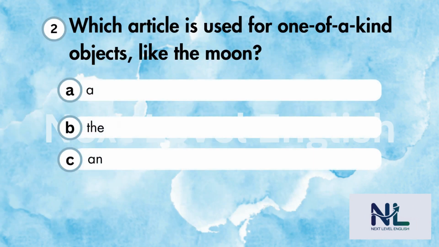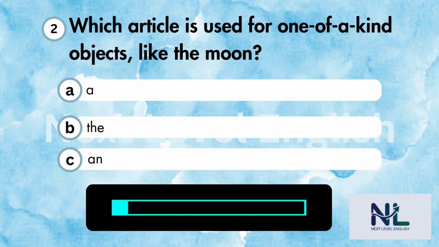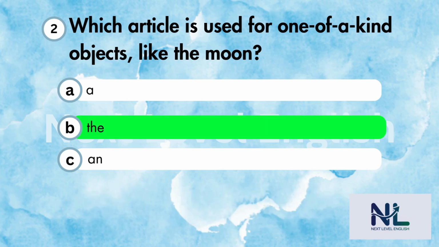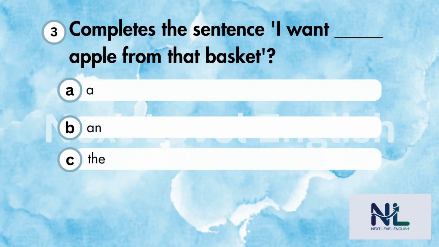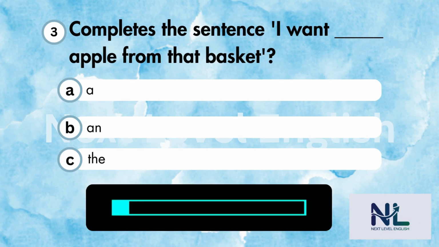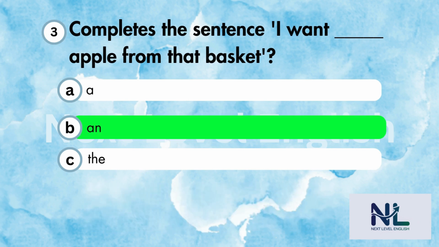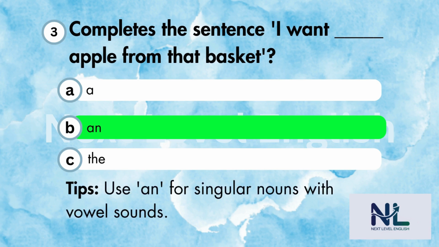2. Which article is used for one-of-a-kind objects, like the moon? The. Tips: use "the" for one-of-a-kind items. 3. Complete the sentence: I want an apple from that basket. An. Tips: use "an" for singular nouns with vowel sounds.